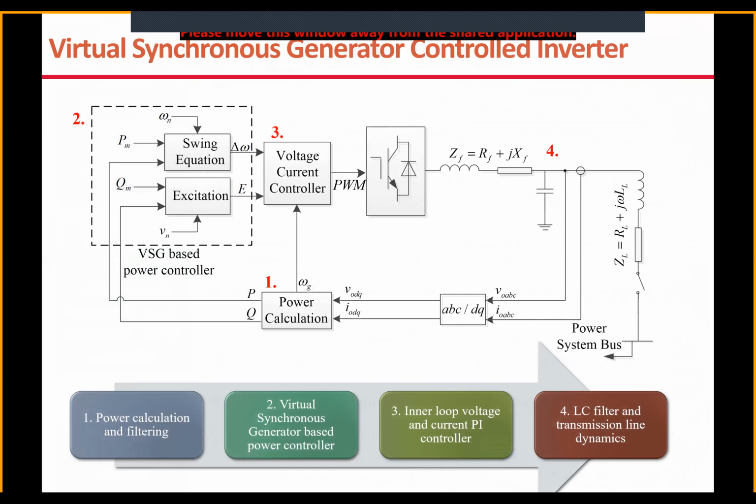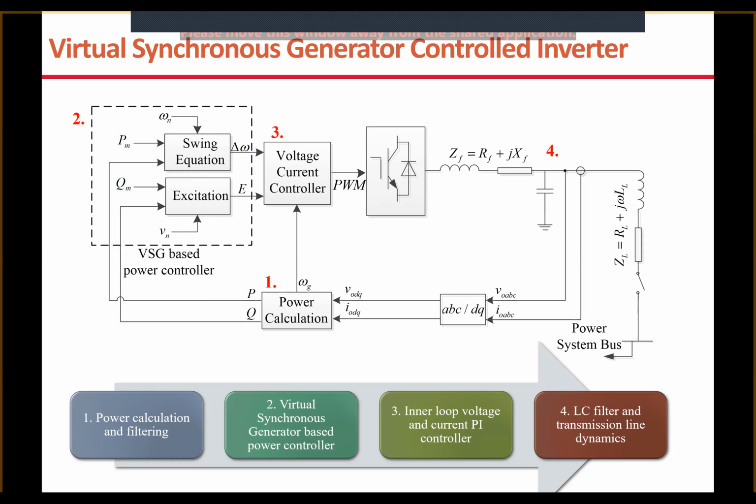These are the equations, and here there are 4 parts in the VSG controller. This is a complete VSG controller, control inverter, 4 parts. Part 1 is power calculation and filtering. Part 2 is the VSG, the core of the mechanism: the swing equation and the excitation equation. Part 3 is the voltage and current PI controller in a loop. And part 4 is the filtering and the line connection to the power grid.